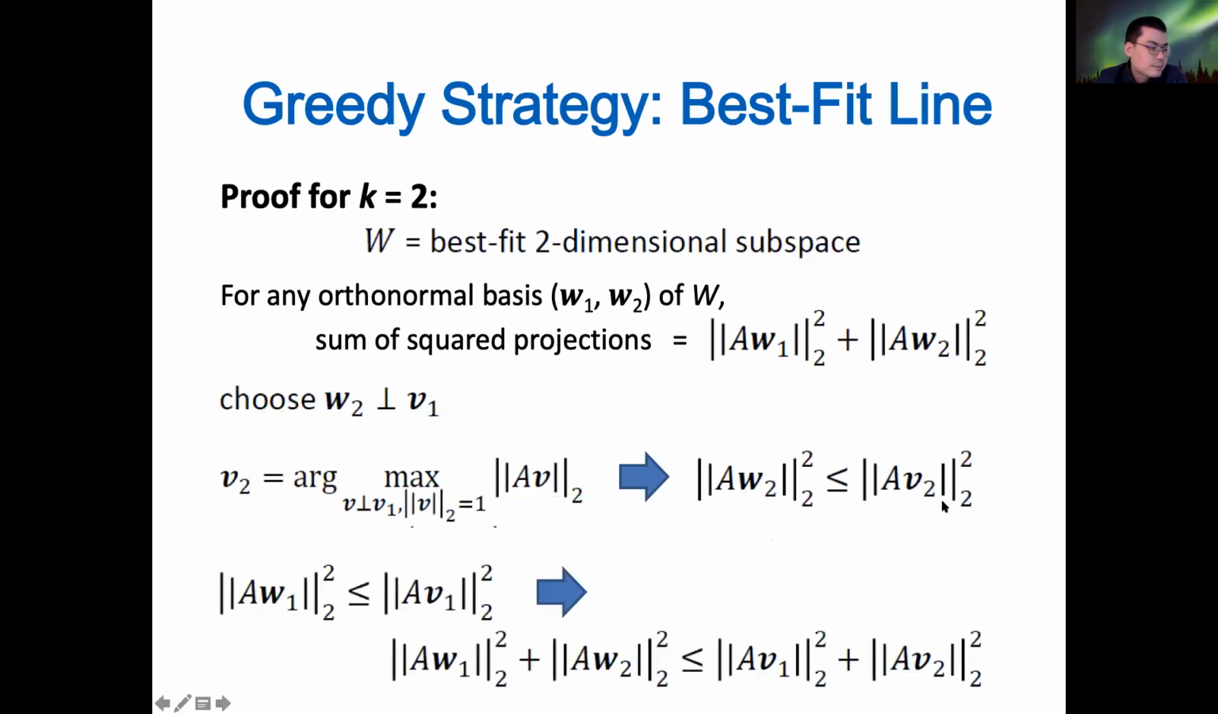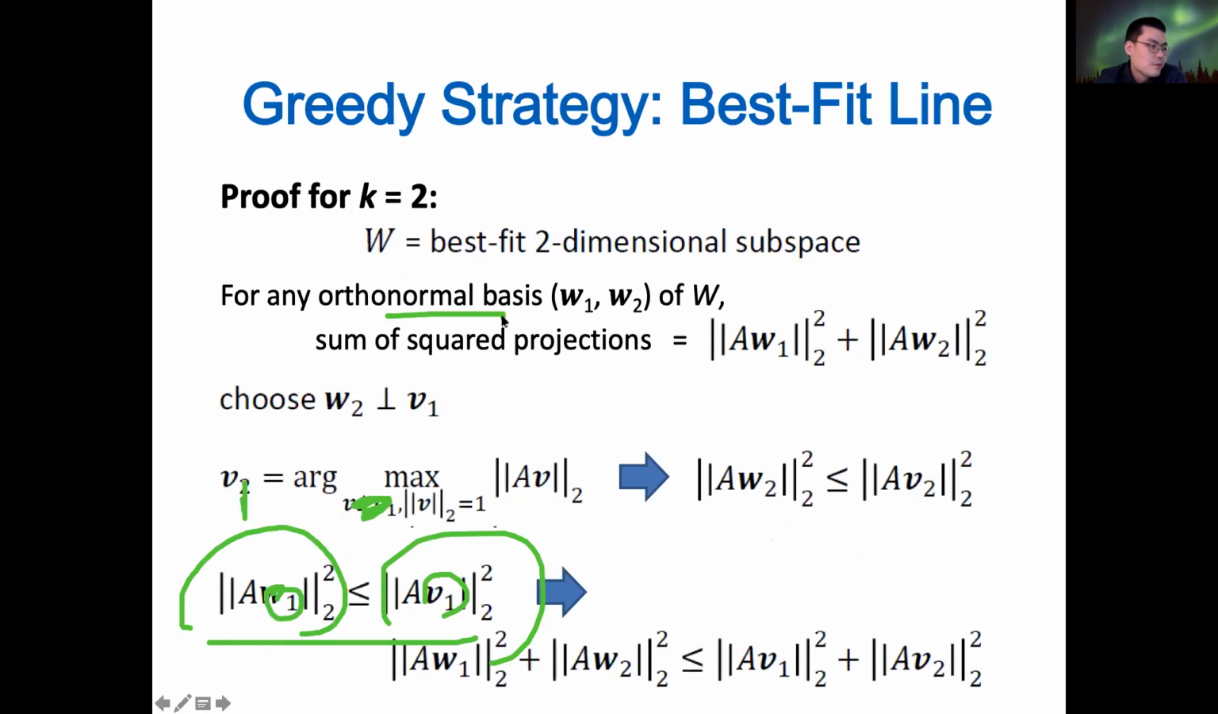And similarly, we have this. Actually it's not similar, this is just following the definition. Because if you look at V1, V1 is a particular vector that maximizes already. So of course it's trivially larger than any other unit vector.